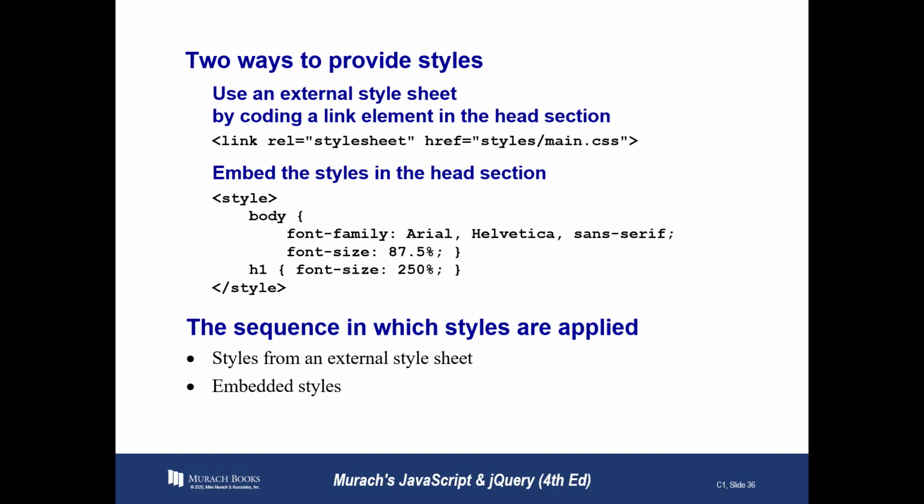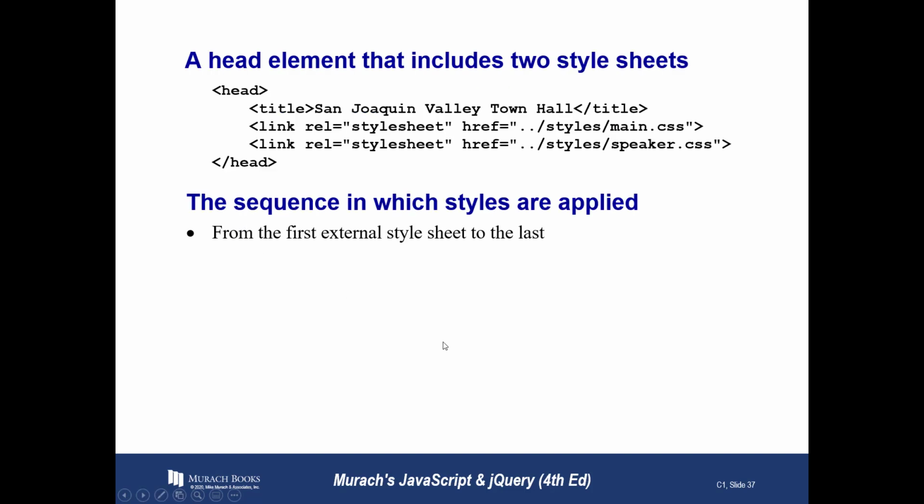So it says the sequence in which styles are applied: styles from external style sheets and embedded. In other words, the ones that are internal here take precedence over the ones that are external there. And the ones that are inline that I just mentioned to you but didn't demo, they take precedence even over these. A head element that includes two style sheets, you very well could have two different style sheets. Again, especially as your style sheets become bigger and bigger, what a lot of people do is they end up breaking them down into separate sheets, maybe one for each page or whatever.